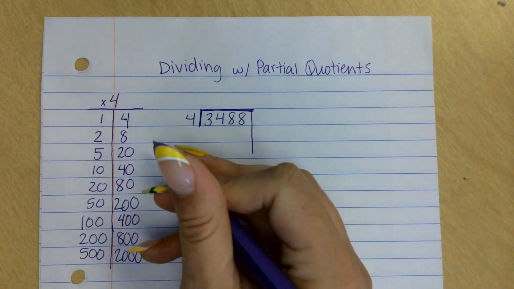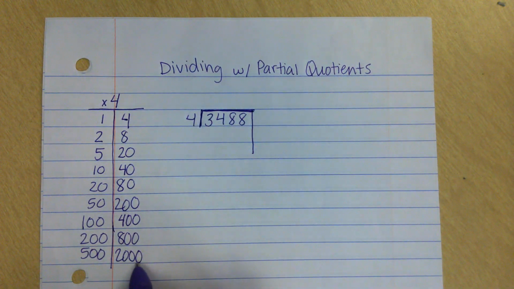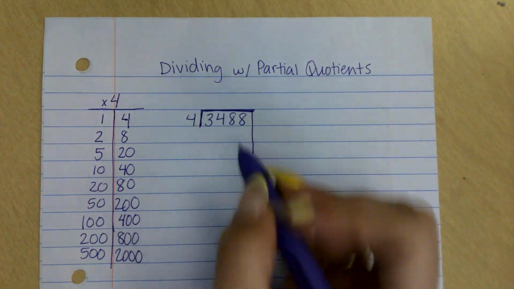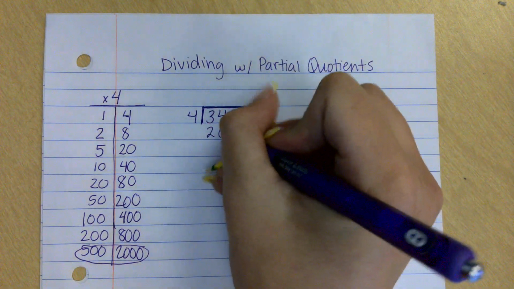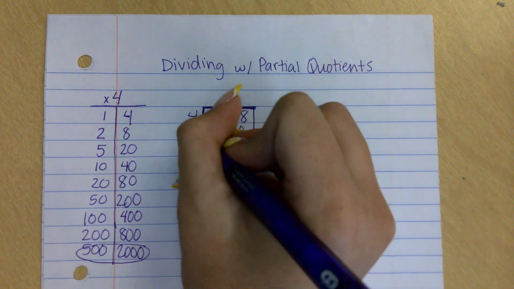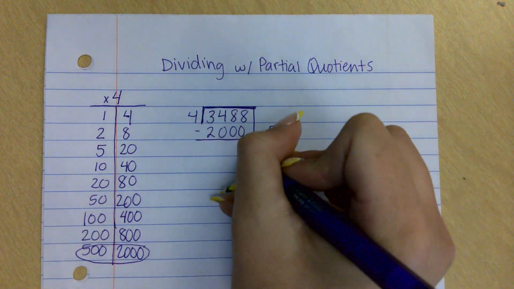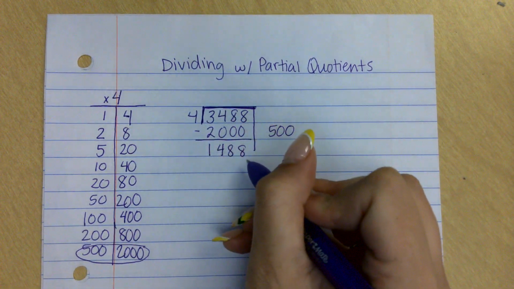Now that we have this fun t-chart, we can then start dividing. So I see what's the biggest amount I can get out of this to subtract, which is this. So I circle it. I can take out 2,000, which is 500 groups of 4. And I subtract that. So then I have 1,488.